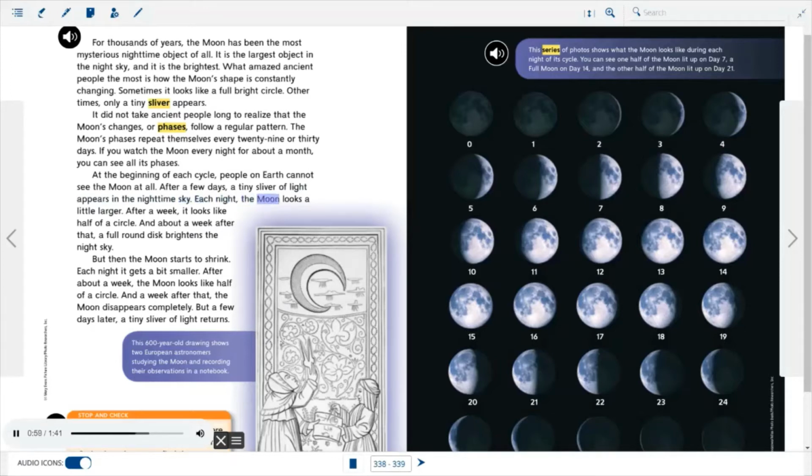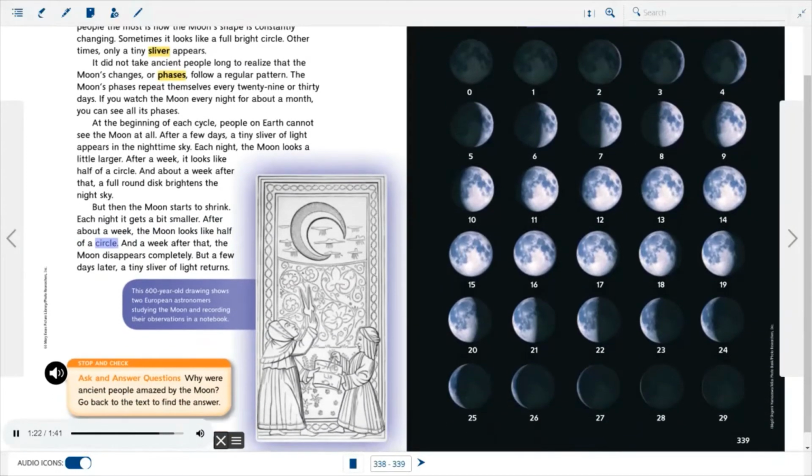Each night, the moon looks a little larger. After a week, it looks like half of a circle. And about a week after that, a full round disk brightens the night sky. But then the moon starts to shrink. Each night, it gets a bit smaller. After about a week, the moon looks like half of a circle. And a week after that, the moon disappears completely. But a few days later, a tiny sliver of light returns.